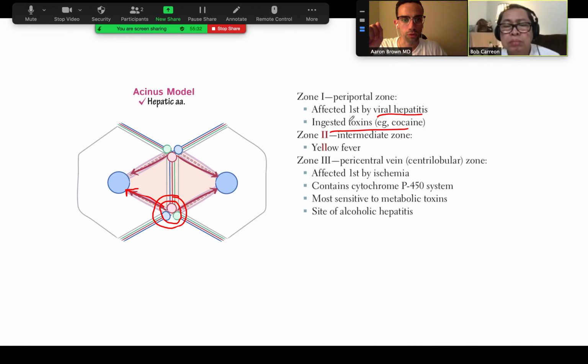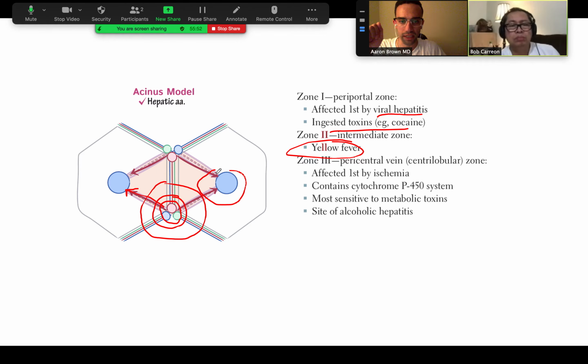Okay? As we move into zone 2, we're going to move a little bit further out from the portal triad in a circumferential manner, and this is really going to be affected by yellow fever only, and so that kind of makes it easy to remember. And our zone 3 is around the pericentral vein, and so here we're really talking about the area around that central vein. This is going to be affected first by ischemia.